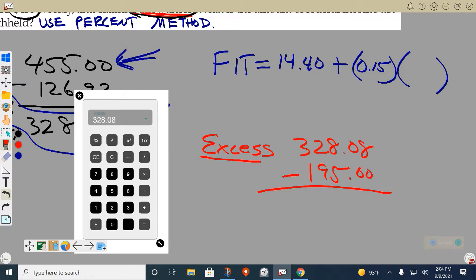Minus 195 is 133.08. That's her overage, her excess. We need to find 15% of that. That's why I'm going to put it right up there in blue. Look at 133.08.